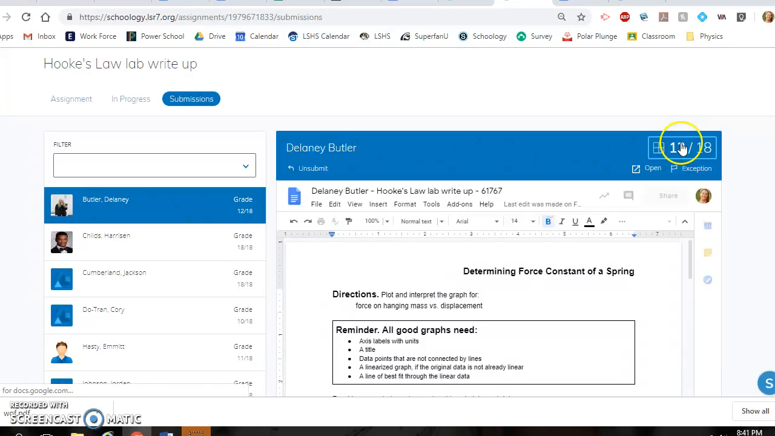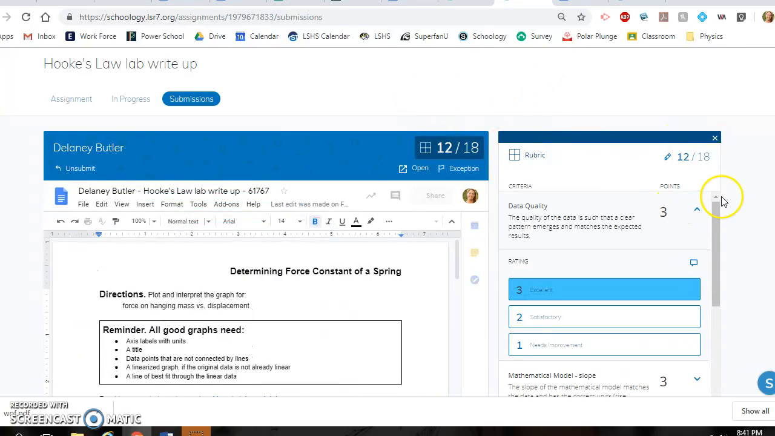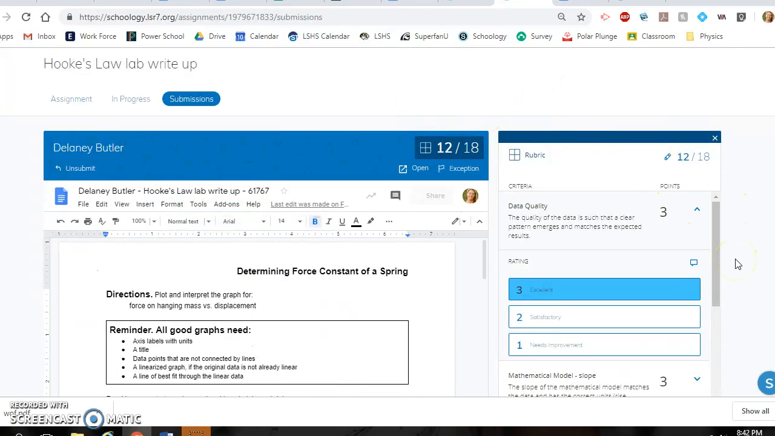But the really nice thing is that my rubric is so general in terms of the rating. It's either a 3, a 2, or a 1, 3 being excellent and 1 being needs improvement. And then the criteria is where it tells them exactly what it is. And so the nice thing is I can still go in and write a comment if they need more direction.